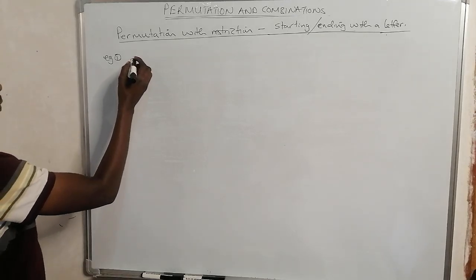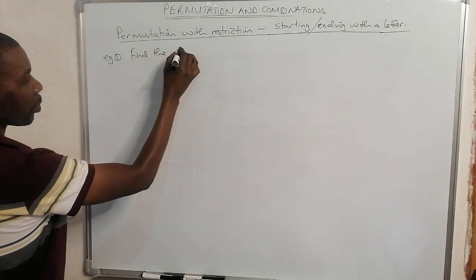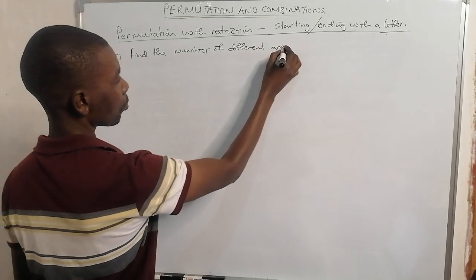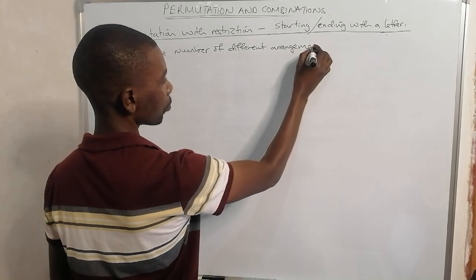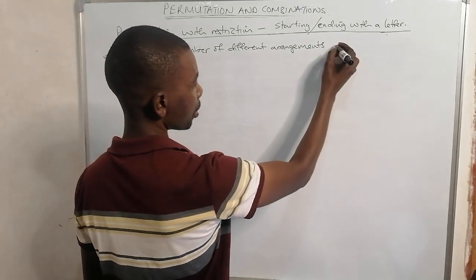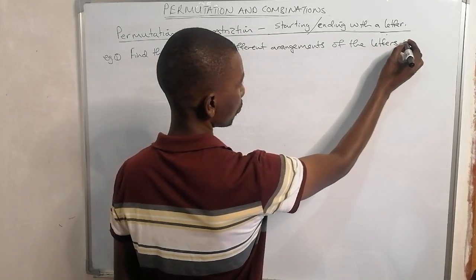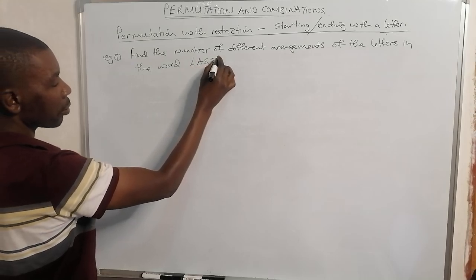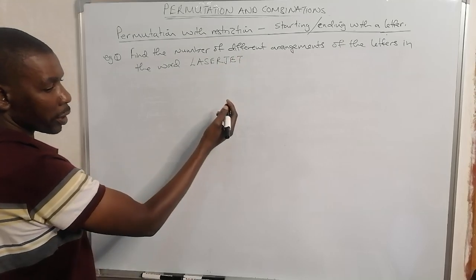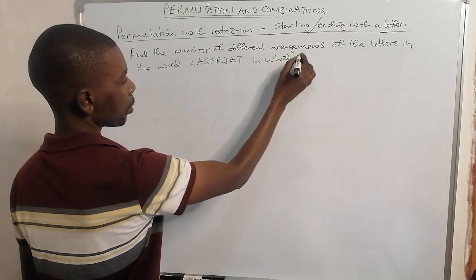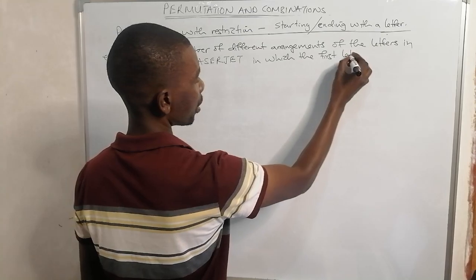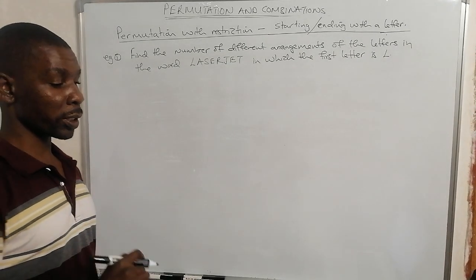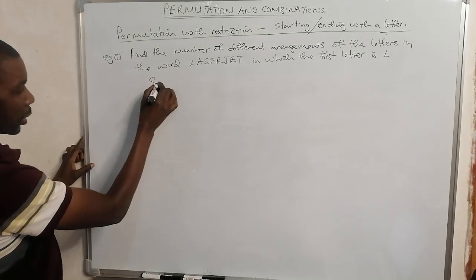Right, find the number of different arrangements of the letters in the word "laser jet", in which the first letter is L. So it means L is going to be the first letter, so L is not going to change position, right?